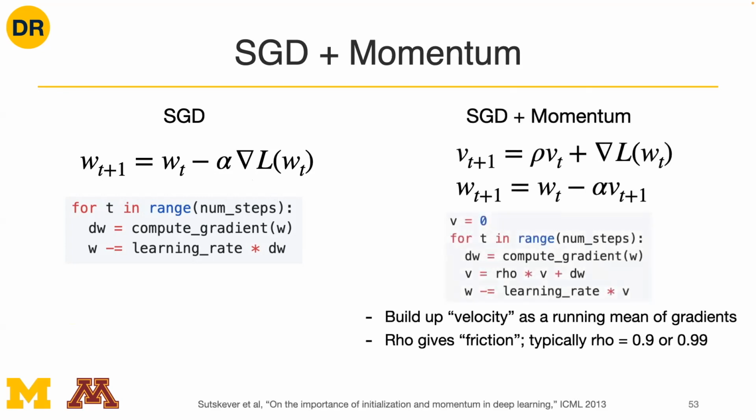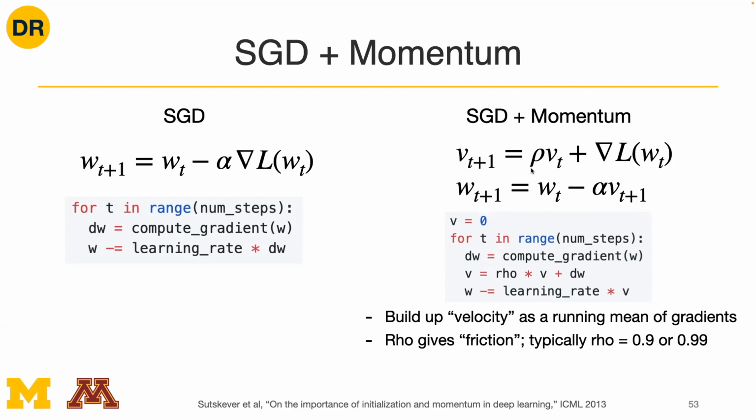Imagine then that we added what we call a momentum term. We're going to keep track of the velocity of our parameter vector in parameter space. As you can see here, it's rho times the previous velocity plus the gradient at the current time step. And then when we update our parameter vector w, the weight vector at the next time step is the current weight vector moved by some scalar multiplied by this velocity. So what we're doing is building up the velocity as a running mean. And then this rho we could think about as a sort of friction. Rho controls how much of the previous velocity we want to carry forward to the current time step.